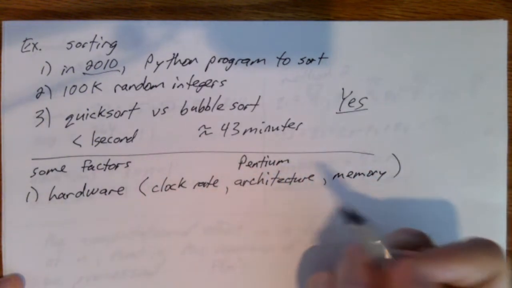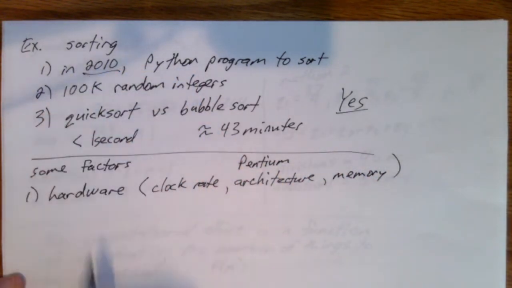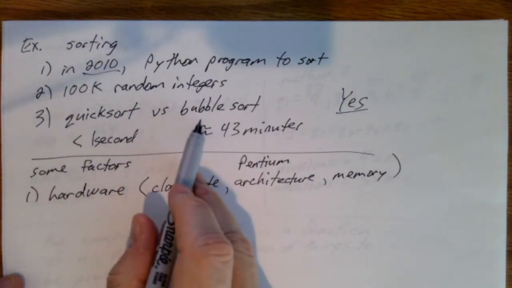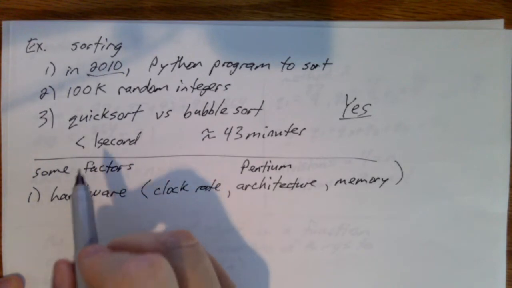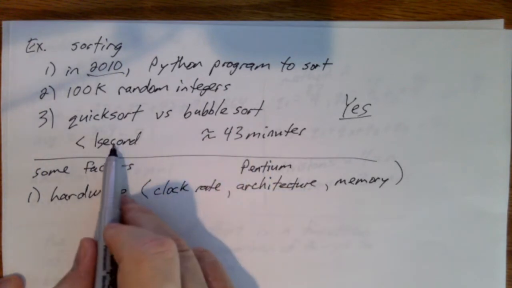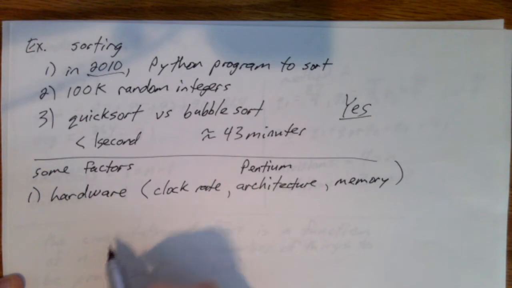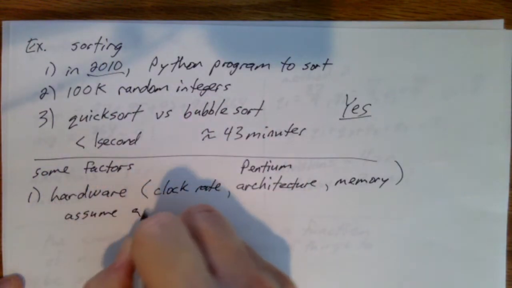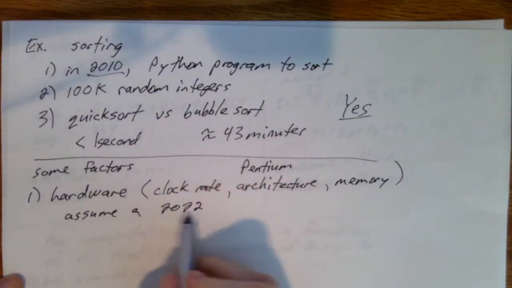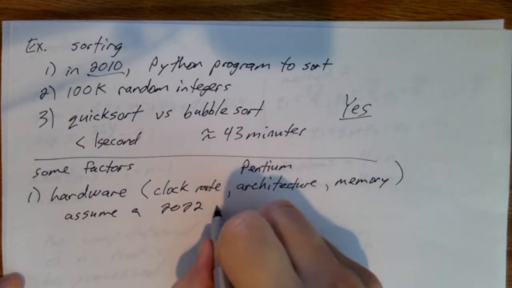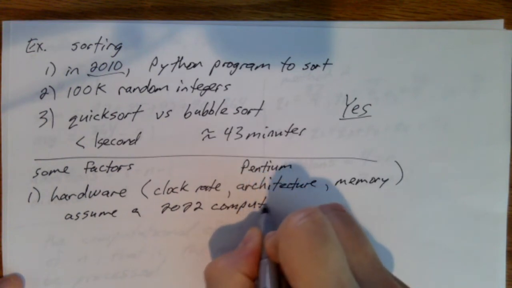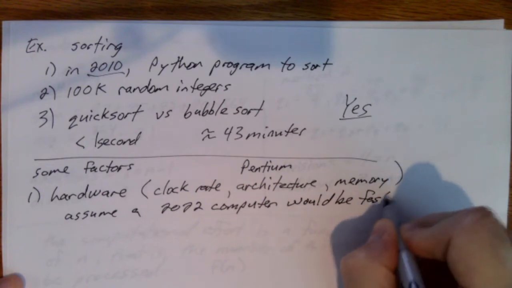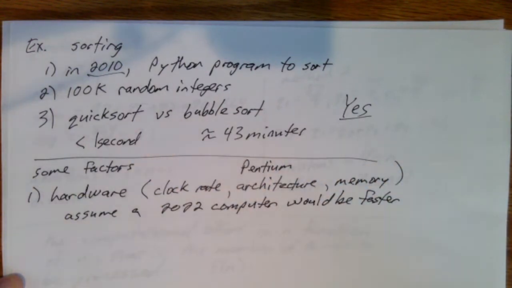So there's some examples. So in my case, I used a computer from 2010, okay, but I used the same computer for both algorithms. So it wasn't that I was using a slow computer over here versus a faster computer over here. I used the same computer in both cases. But you would assume a 2022 computer, this is the year I'm making this video, assume a 2020 computer would be faster for this particular task. Okay?